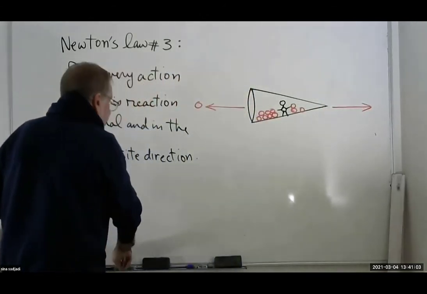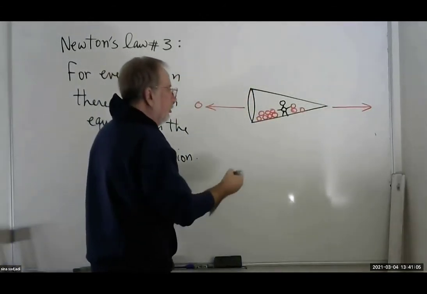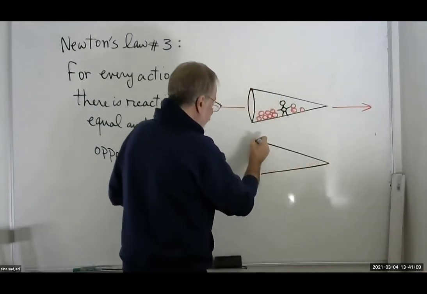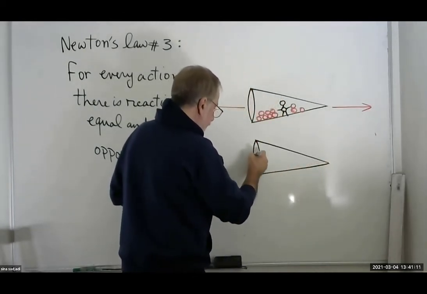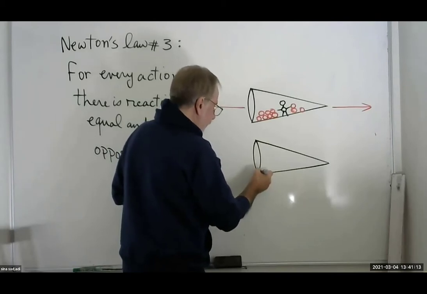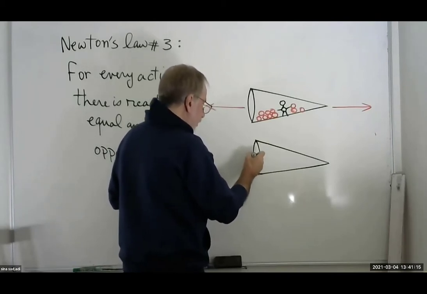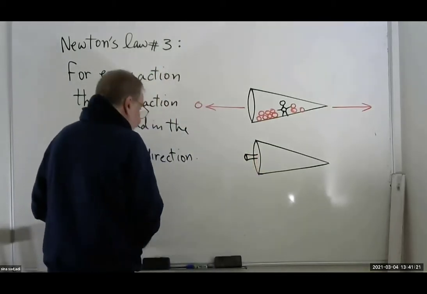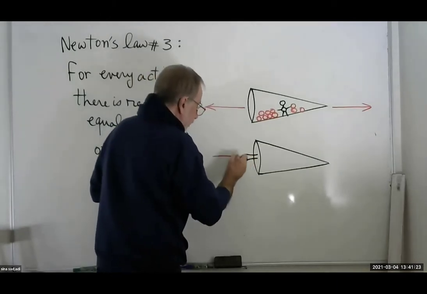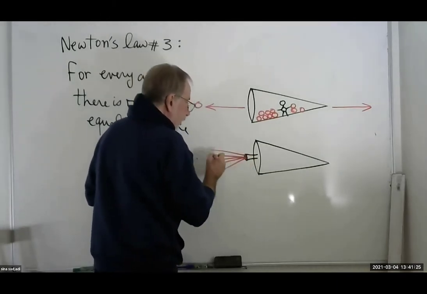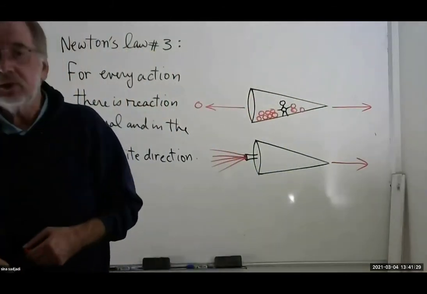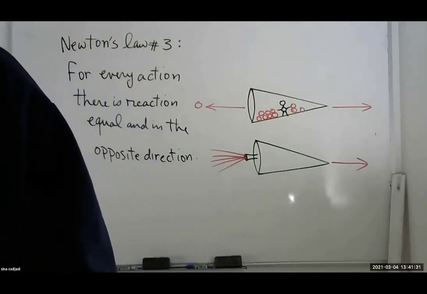Now, normally they don't use bowling balls. What they do is use gases. So they burn hydrogen and oxygen, and they have a little nozzle here, and they eject gases at high speed. And that allows the rocket to go forward in space. Right, that's how rockets in space work.